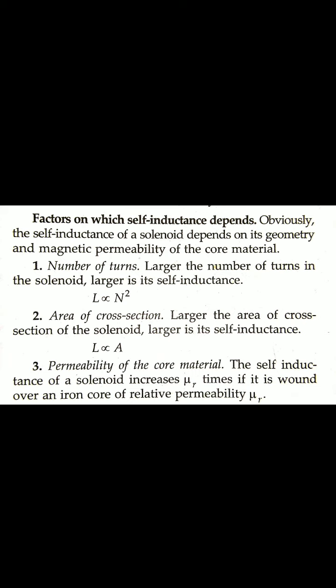Actually it is for a solenoid, but the factors are the number of turns. In the next video we will discuss the self-inductance for a long solenoid, and mutual inductance for a solenoid also. Area of cross section: as the area of cross section increases, the self-inductance also increases. Another one is the permeability of the core material. For a solenoid we use a core, so it depends upon the permeability of the core material. These are the factors on which self-inductance depends.